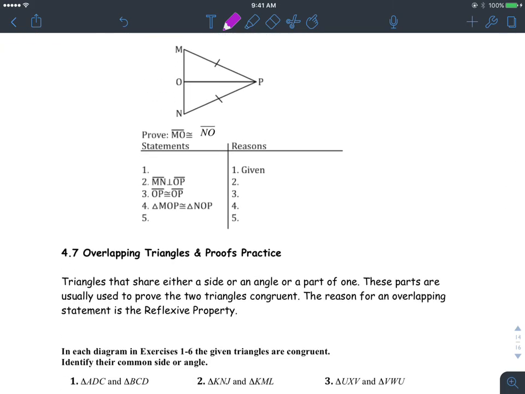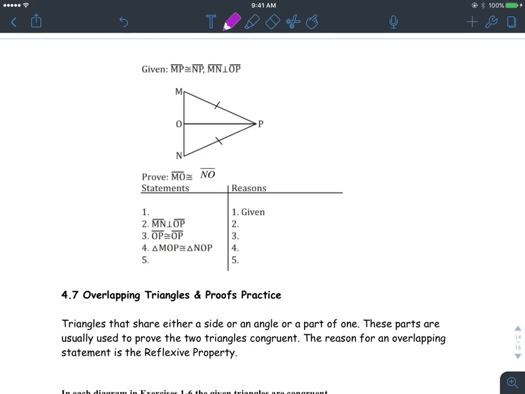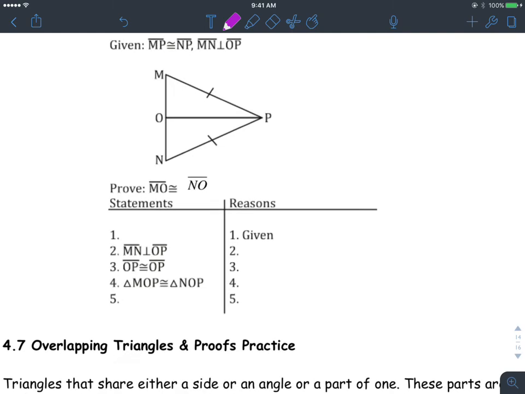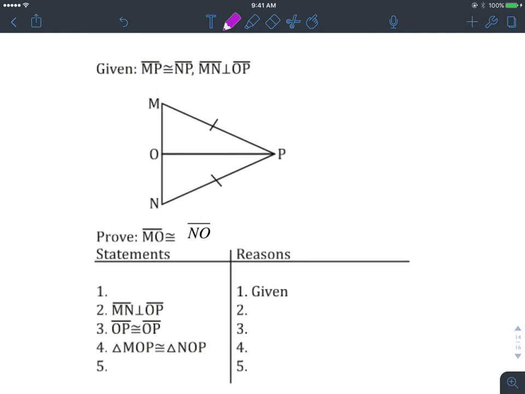Okay, last one here. Let's see what's going on here with this one. We're trying to prove that MO is congruent to NO. So let's see what they gave us. They gave us MP is congruent to NP. That's already marked. Also, MN is perpendicular to OP. So we automatically know we got right angles. We also know we have a shared side. You have two sides of a right triangle right there. You have the hypotenuse, and then you have one of the legs. So that's going to be HL for this one here.